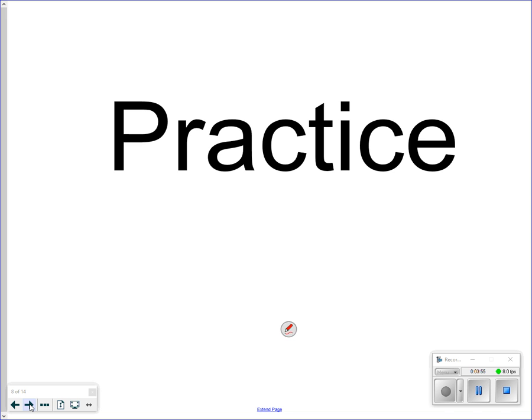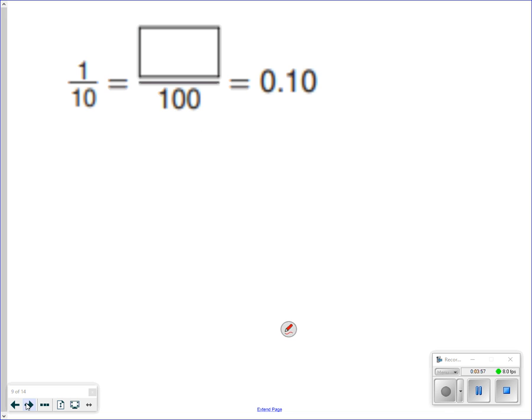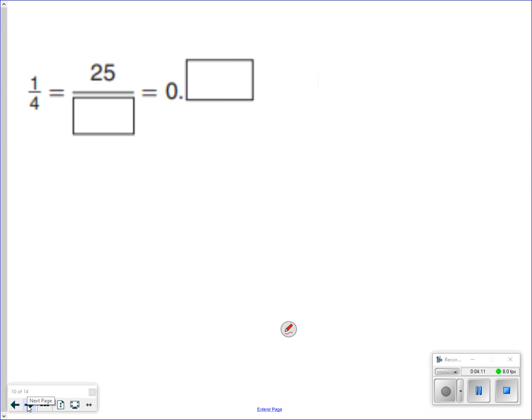Now we're going to do some practice problems. Watch close here. What number goes in the tens spot? Well, 10 times 10 is 100, so 1 times 10 is 10. Easy. Keep going. How does 1 get to 25? 1 times 25 equals 25. So 4 times 25 equals 100.